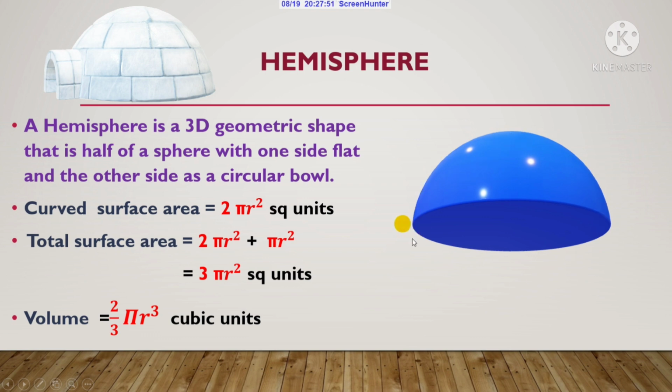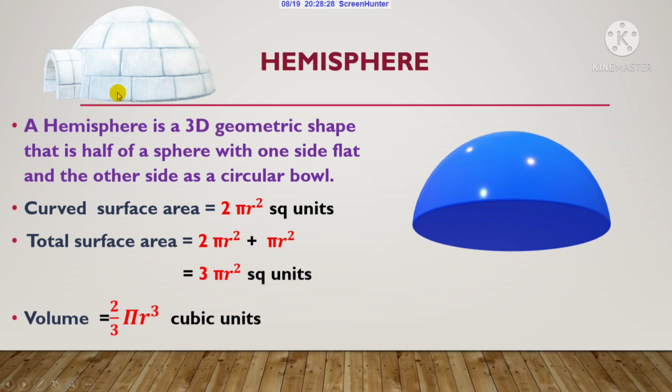If you take the entire sphere, it will be 4 pi r square. If you take half of the sphere, it will be 2 pi r square, only the curved surface area. And total surface area means curved surface area plus base area. That means curved 2 pi r square, and the base is a circle, so it is pi r square. It will be 3 pi r square. This is a very important thing: total surface area of a hemisphere is 3 pi r square. And volume is half of the entire sphere. Volume of a full sphere is 4 by 3 pi r cube, so volume of a hemisphere is 2 by 3 pi r cube.